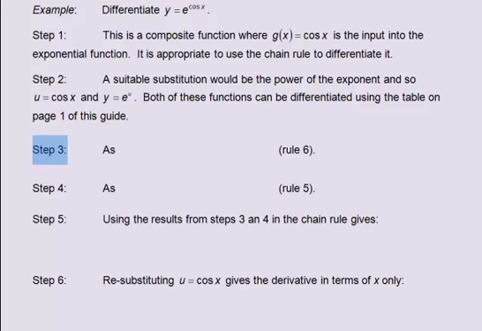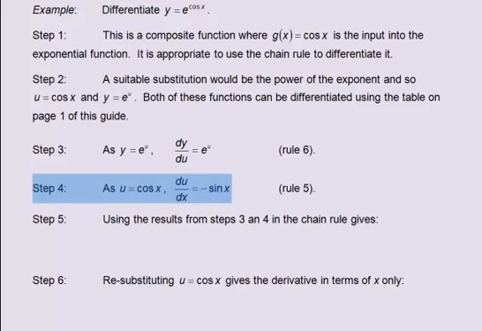Step 3. As y equals e to the u, dy by du equals e to the u. This uses Rule 6. Step 4. As u equals cos x, du by dx equals minus sin x. This uses Rule 5.